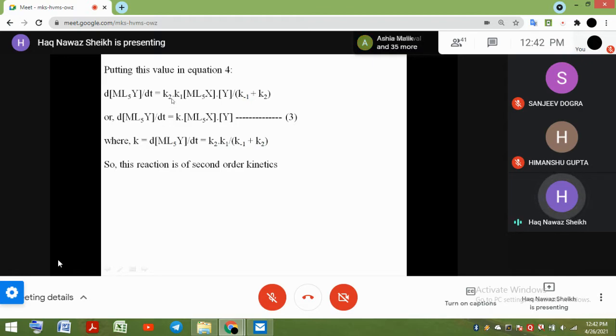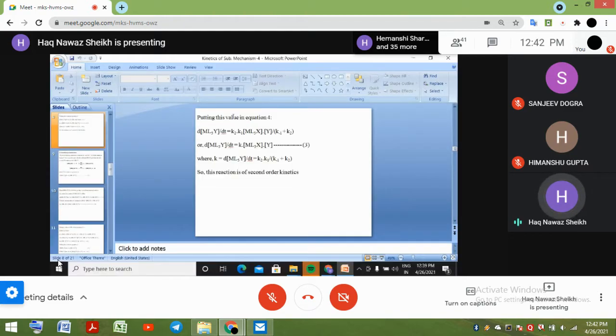So putting that into the original equation, this is the equation. So this is the rate constants divided by rate constants. So you can combine them, K1 divided by K minus 1 and K2, into a single rate constant K. So this is K2 into K into this [ML5X][Y]. So this is a second order reaction in all ways. It's a bimolecular reaction. It is first order in the substrate and also first order in Y. So this is how the kinetics of the second order reaction mechanism is developed.